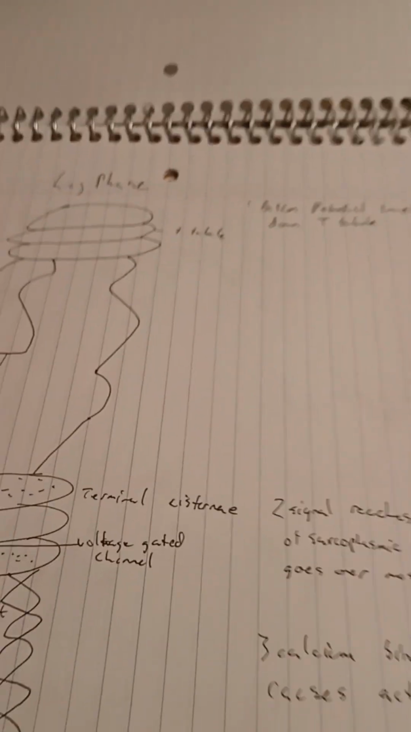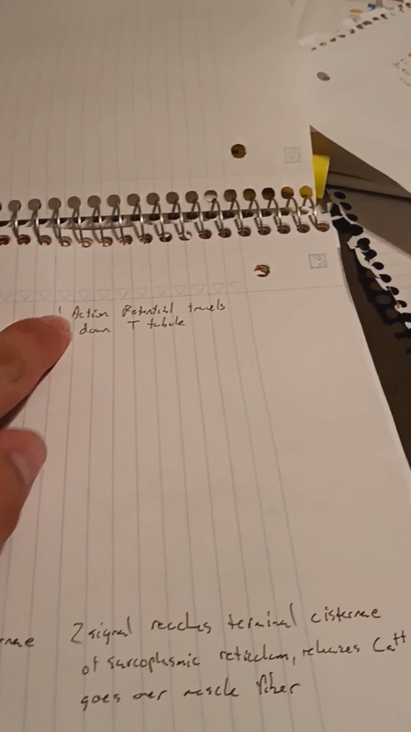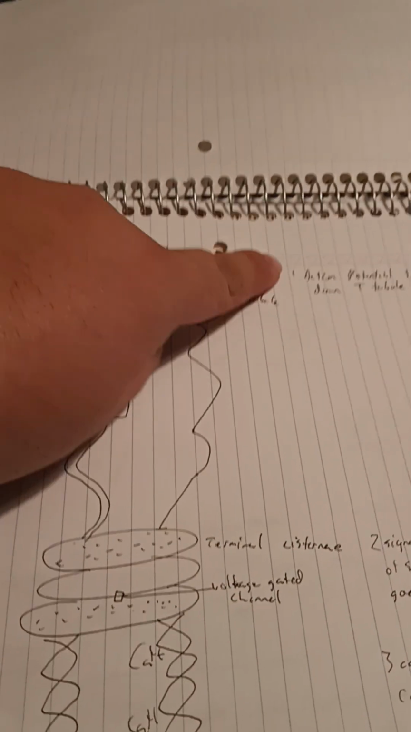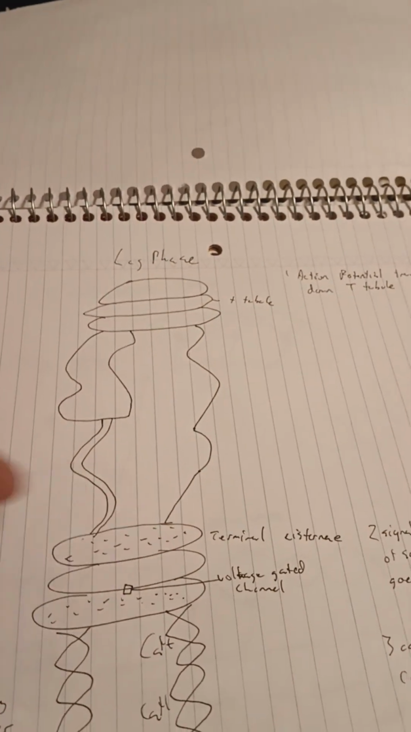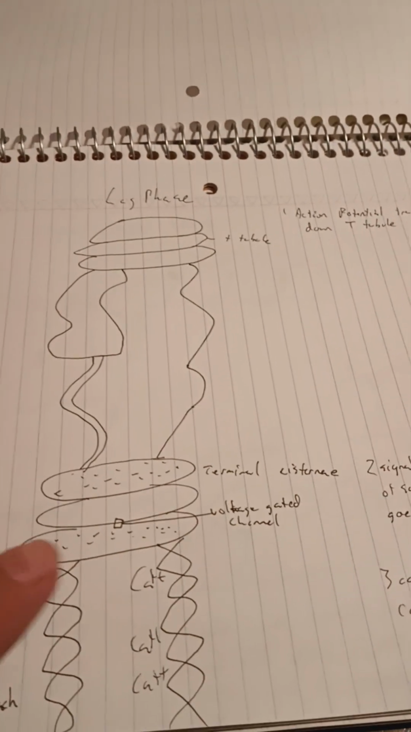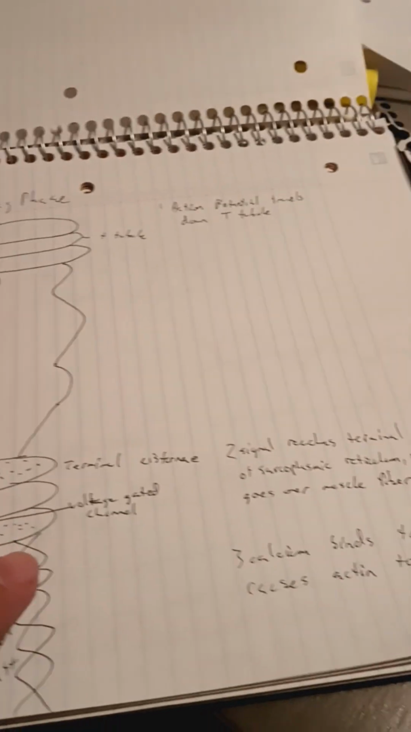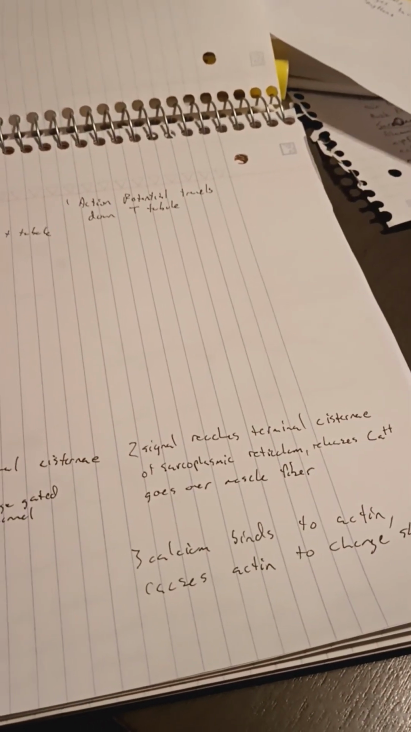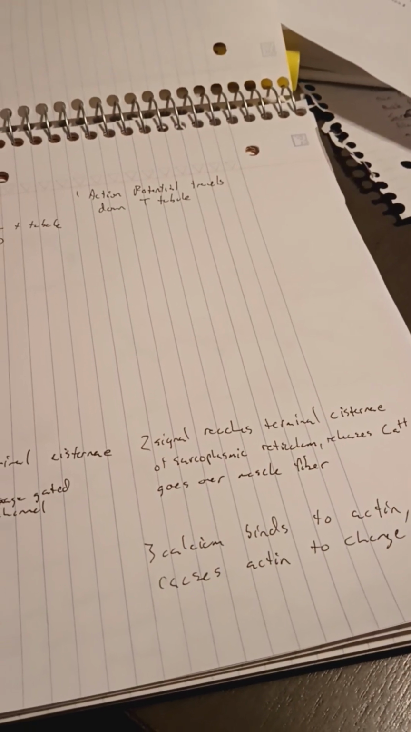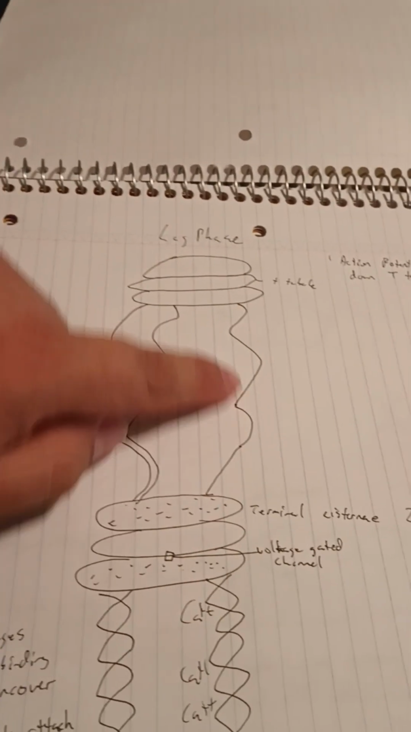Next up is the lag phase, and the action potential that was created in the neurostimulation phase is going to travel down the T tubules, and it's going to hit this voltage gated channel. So that's when the signal reaches the terminal cisternae, the sarcoplasmic reticulum, and that's going to release calcium that goes all over the muscle fiber.